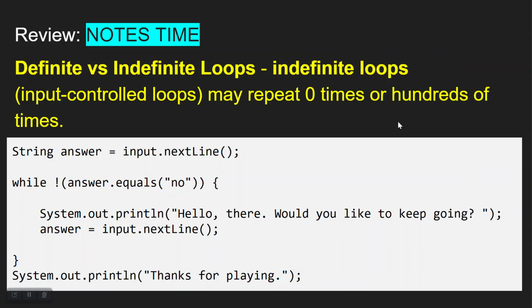This time, we're gonna get into for loops. So let's get started. First off, we're just gonna do some quick review. Remember that in Java we have definite as well as indefinite loops. And in the previous lesson, we learned about indefinite loops, which are input-controlled loops, and it may repeat 0 times or it may repeat hundreds of times, right? So that was what we were looking at here.